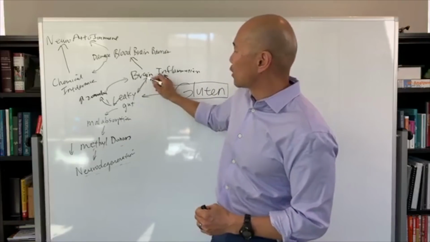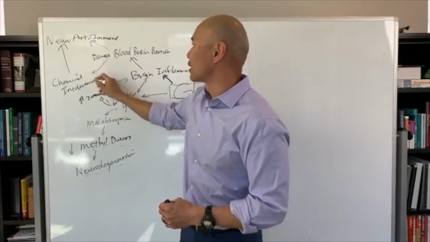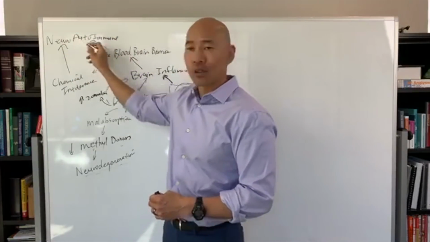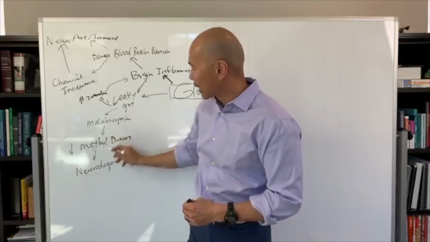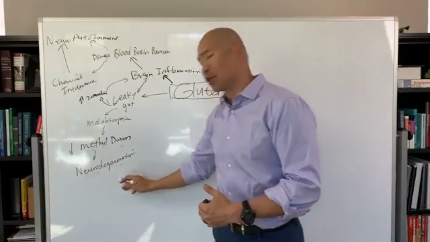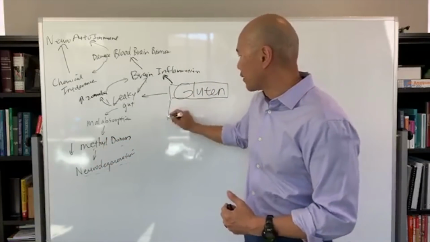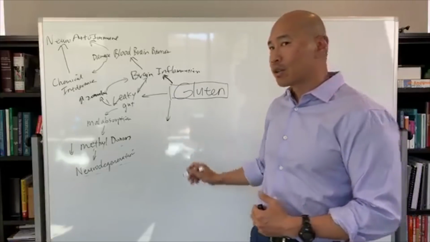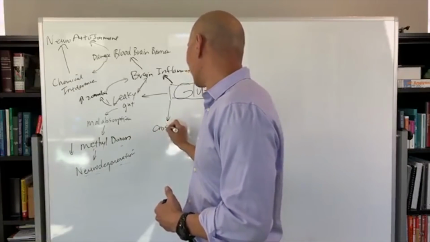So leaky gut can lead to brain inflammation and lead to more of these chemical intolerance and neurological autoimmune conditions. And down this way, leaky gut can eventually lead to a decrease in nutrients that protect your brain and lead to neurodegeneration.